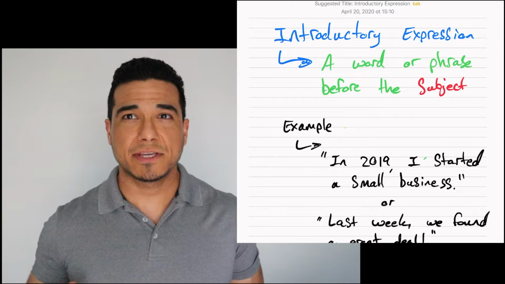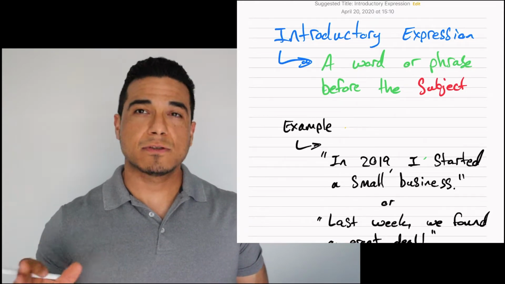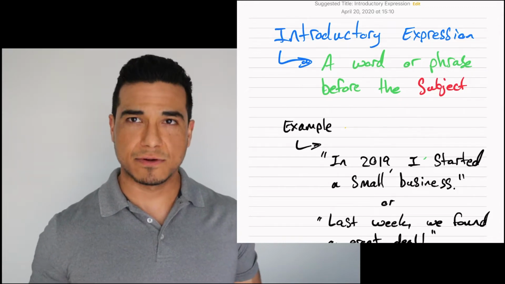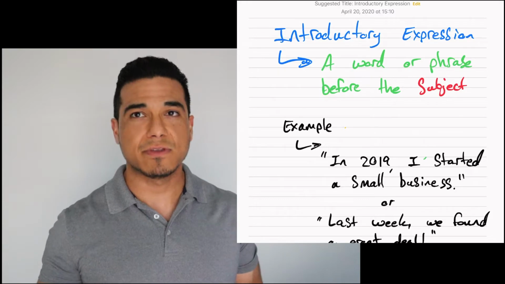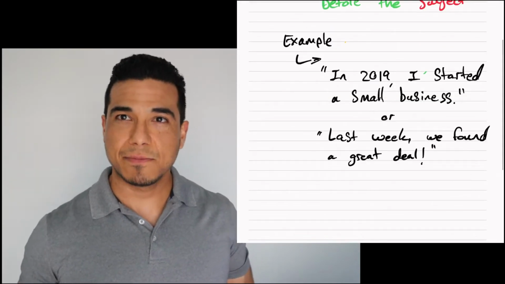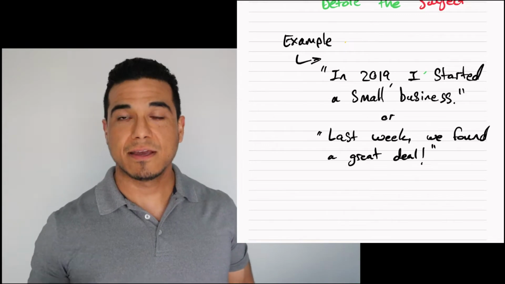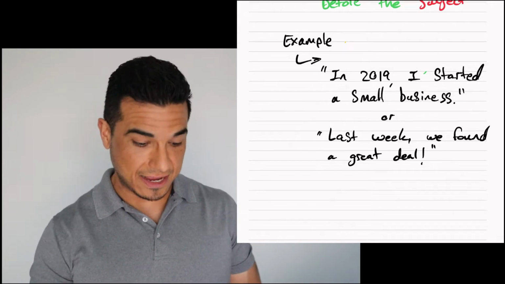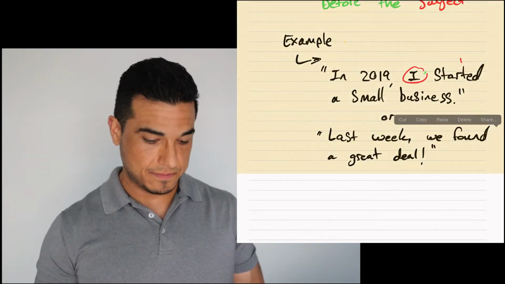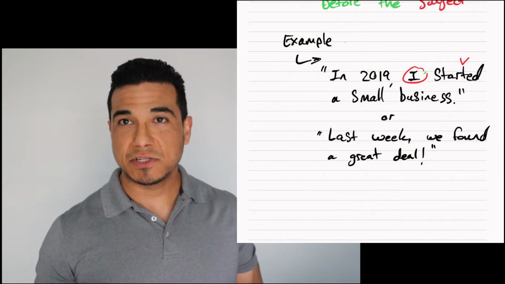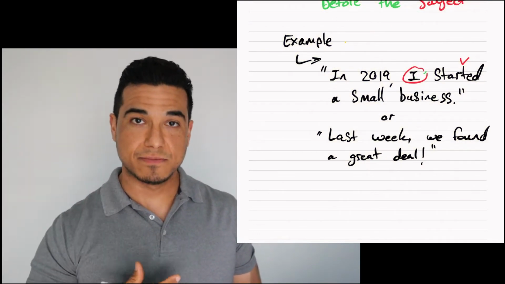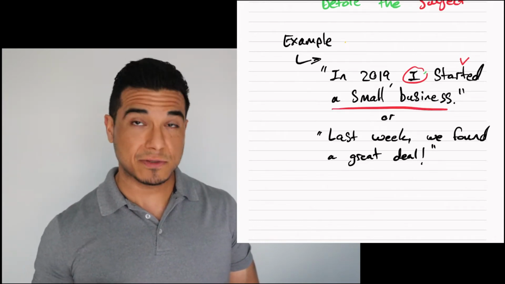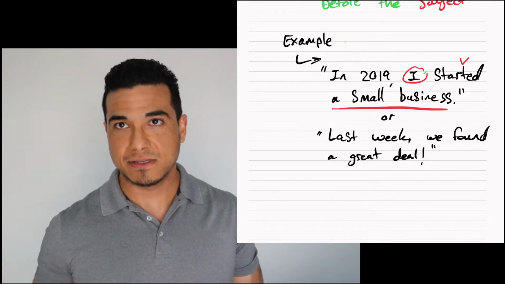Okay, so introductory expressions, quite simply, are words or phrases which come before the subject in a sentence. It's a way of introducing an idea or an additional concept before you jump into the meat of your sentence. So in the first example I give, I say, "In 2019, I started a small business." So for this one, I have my subject, which is I, and started, which is my verb, and a small business, which is the object of the verb. So we'll just refer to it for now as the complete predicate. So my whole sentence is actually, "I started a small business."